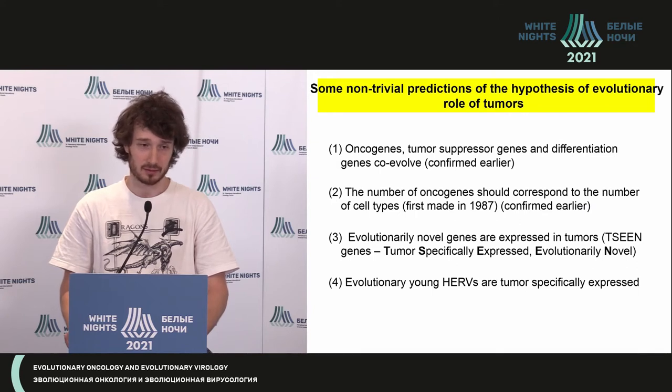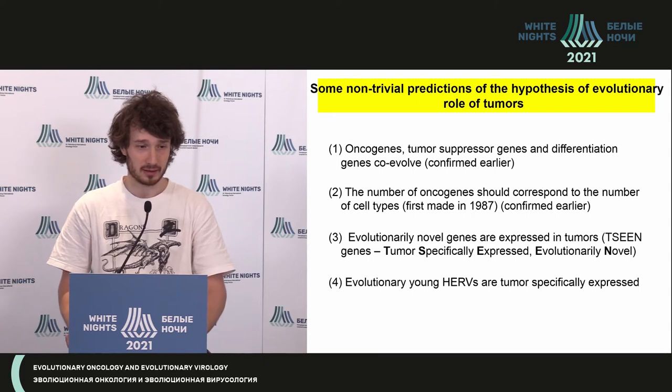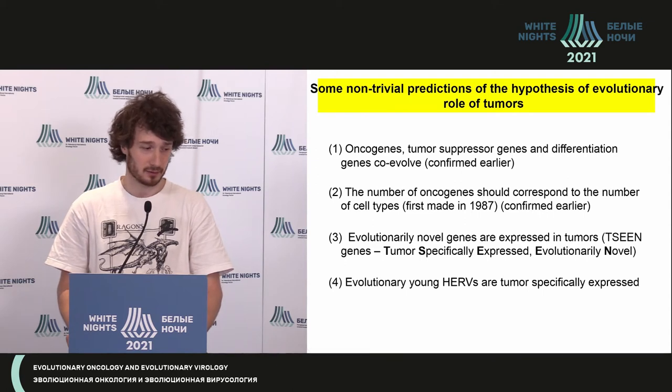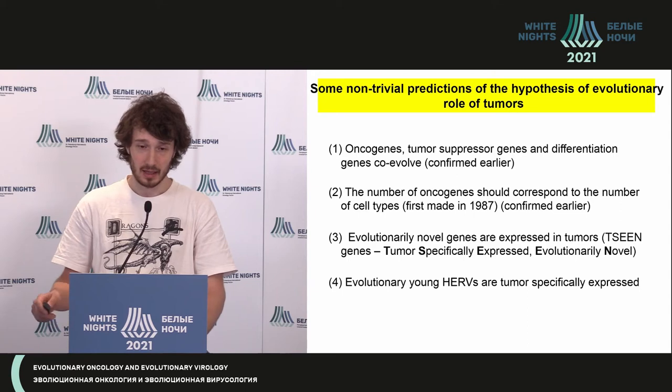The hypothesis of the positive tumor role has produced several non-trivial predictions. First, oncogenes, tumor suppressor genes, and differentiation genes should co-evolve. That the number of oncogenes, as I mentioned, should correspond to the number of cell types. That evolutionary novel genes are expressed in tumors. For such genes, the term was suggested: tumor specifically expressed evolutionary novel genes. And that evolutionary novel endogenous retroviruses should also be expressed mostly in tumors.